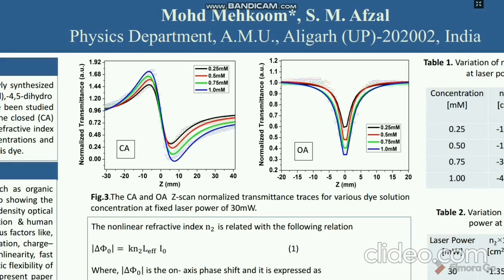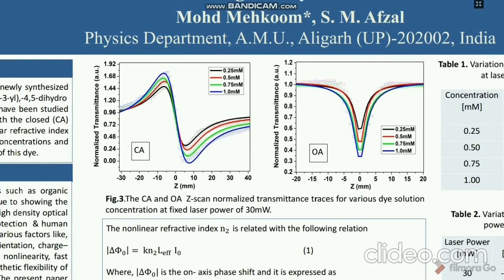Here this is the close aperture Z-scan normalized transmittance, and this is the open aperture Z-scan normalized transmittance. We recorded normalized transmittance for different concentrations as well as various laser powers.